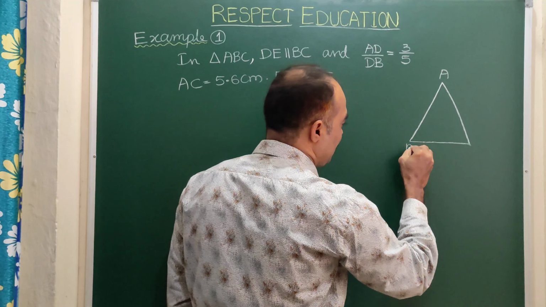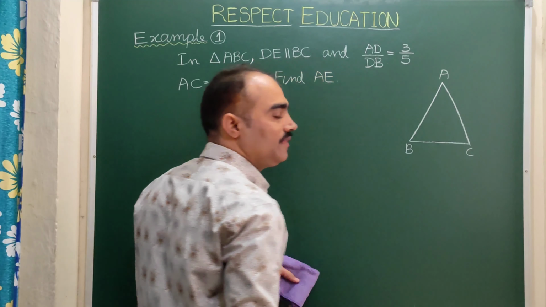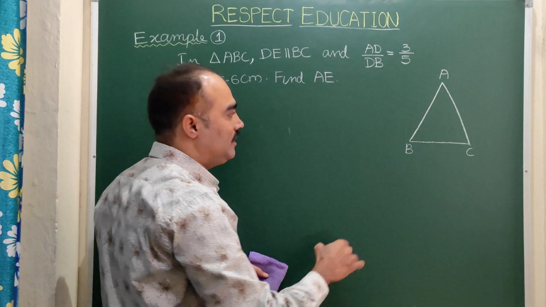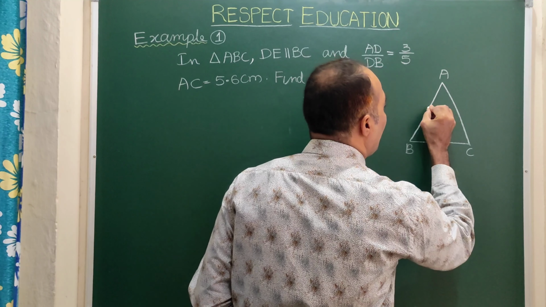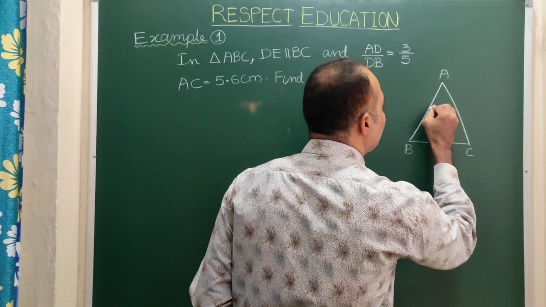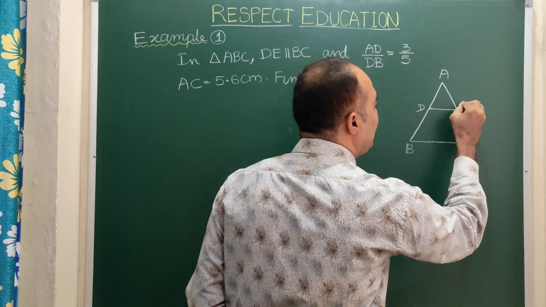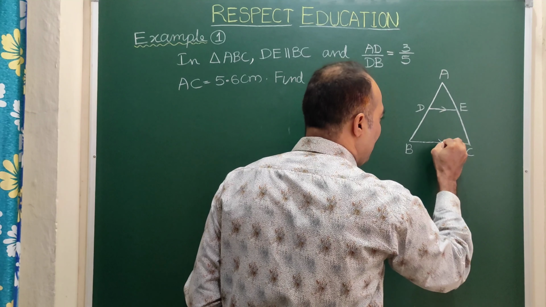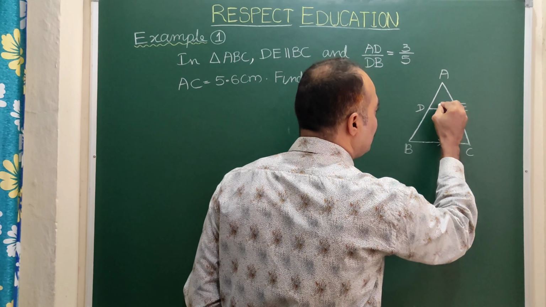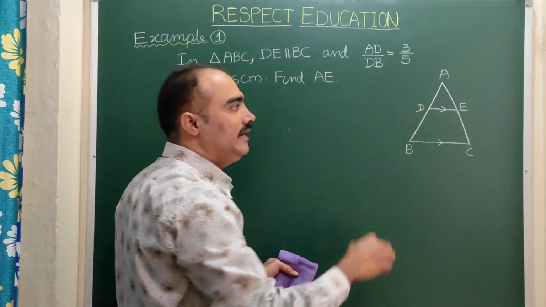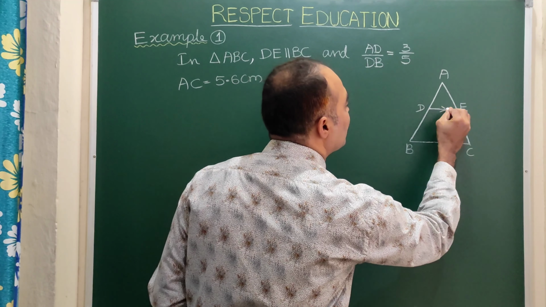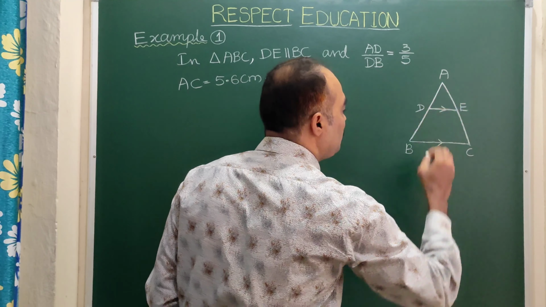Label it as ABC, in which DE is parallel to BC. So let us draw a parallel line. Name it as DE. DE is parallel to BC. Here you see these arrow marks, they indicate that these two are parallel. DE is parallel to BC.